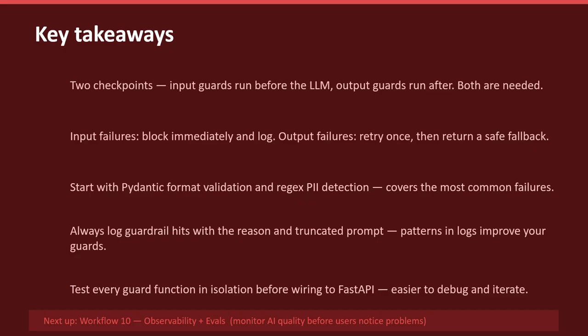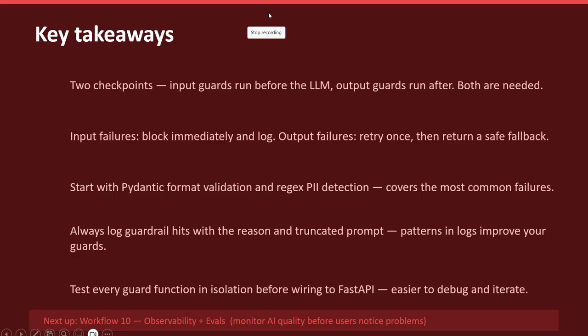Start with Pydantic format validation and regex PII detection. These cover the most common failures with minimal code. Log every guardrail hit with the reason and a truncated version of the prompt. The patterns in your logs are how you discover what your guards are missing and how to improve them. Test every guard function in isolation before wiring to FastAPI. A passing test suite lets you iterate on guard logic confidently without breaking existing functionality.